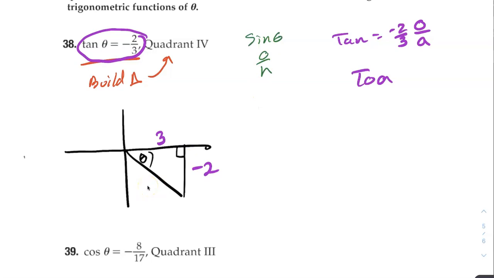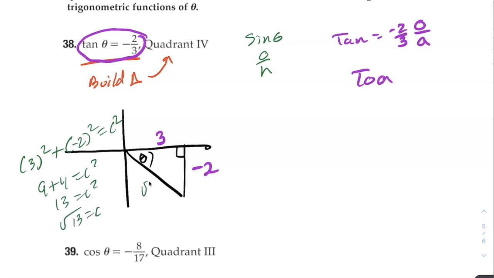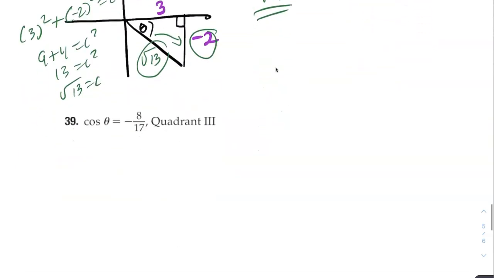Start with the Pythagorean theorem. Right, a squared plus b squared equals c squared. There's currently no hypotenuse, so that's my c. I'm going to get 9 plus 4 equals c squared. 13 equals c squared. So radical 13 equals c. So there's my hypotenuse, and now I can find all 6 trig functions I want. Now in this case, I said let's just find sine, which would be opposite over hypotenuse. Negative 2 over rad 13. So that's the idea. We'll do one more just to make sure we got this.